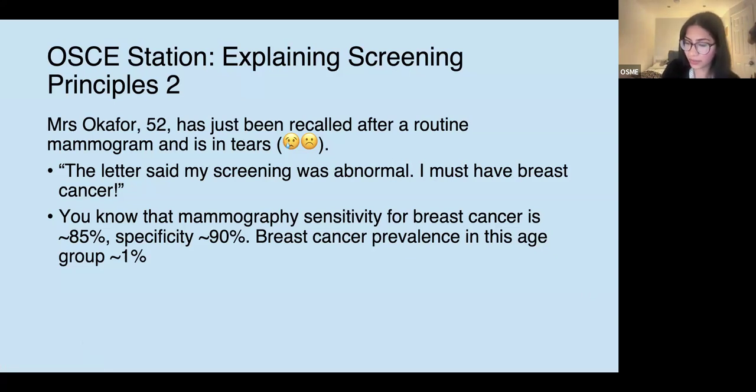Fine. So 10 people with breast cancer, 990 people without breast cancer. Then let's look at the sensitivity, which is the true positive rate. So of the people that have breast cancer, 10, then 8.5 have a true positive. Let's say like 8 to 9.